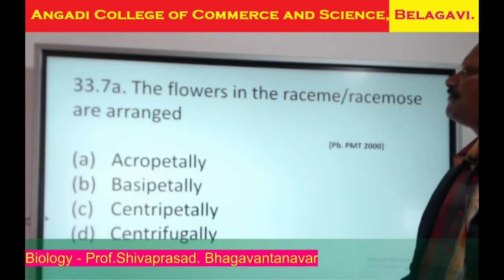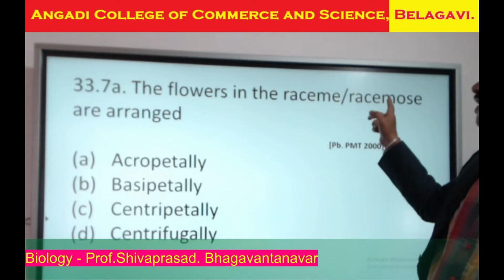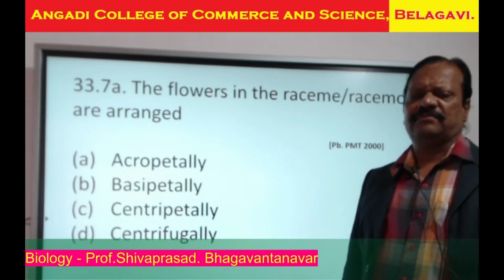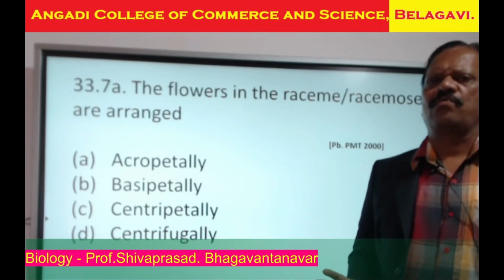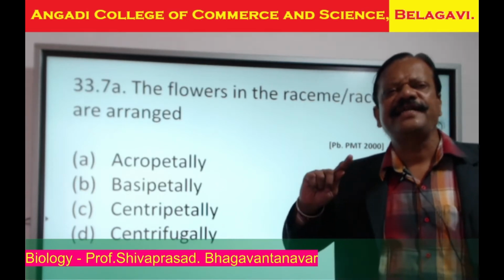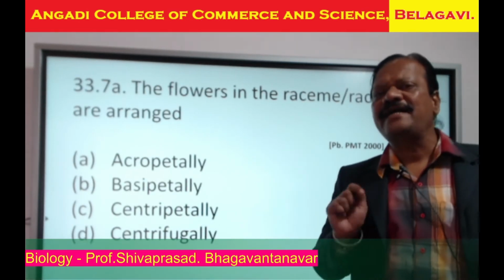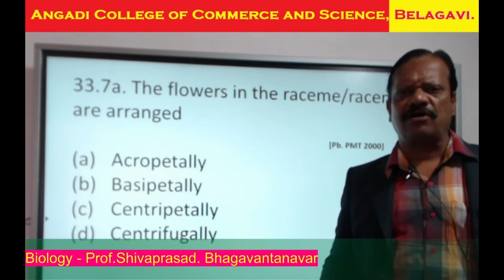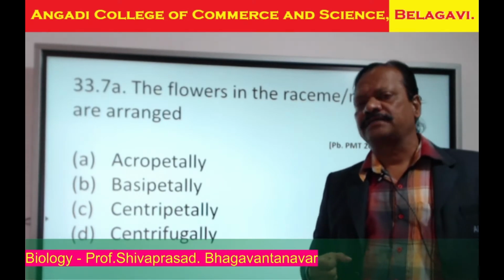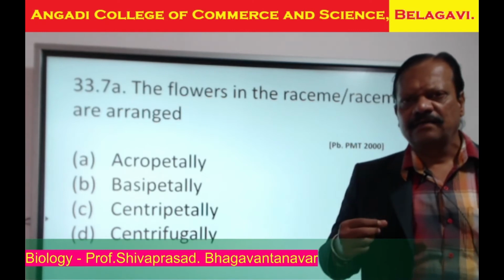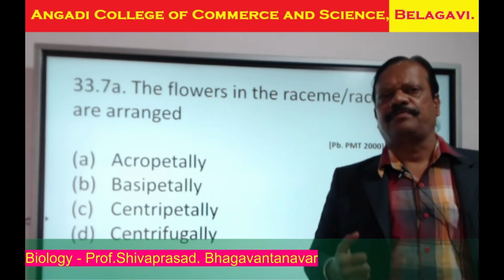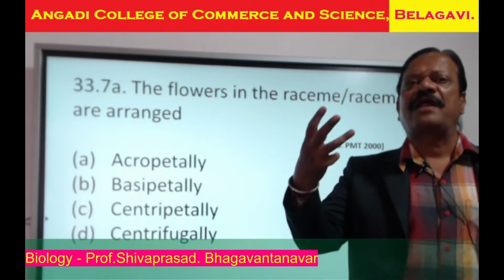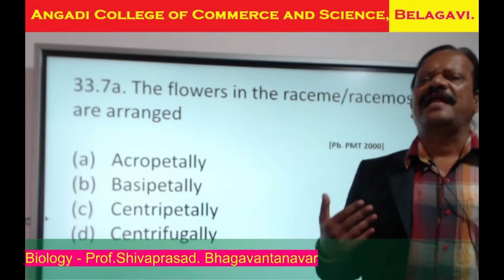Here, the flowers in the raceme or racemose are arranged. So see, the racemose type of inflorescence already told. What it is, the floral axis continues to grow. On either side of the axis, the flowers are arranged. They may be second order, they may be third order and so on. Sometimes what happens, the younger flowers are at the base and older flowers are at the top. Sometimes the younger flowers are at the top, older flowers are at the base. So like this, the different names we are using.